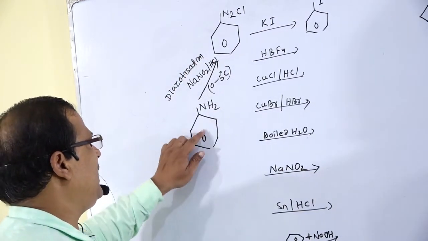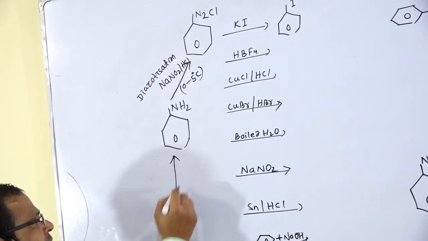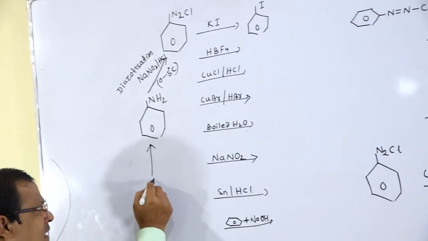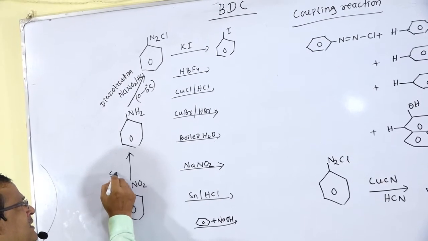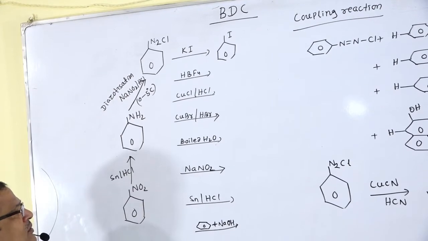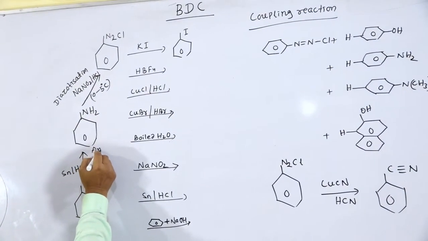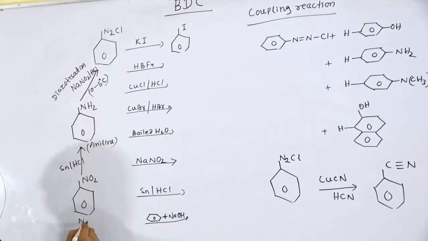So how is this aniline obtained? It is obtained from nitrobenzene, benzene having NO2. That is treated with tin and HCl. The NO2 group is converted to NH2, then there is the formation of aniline. This is your aniline. This is nitrobenzene.